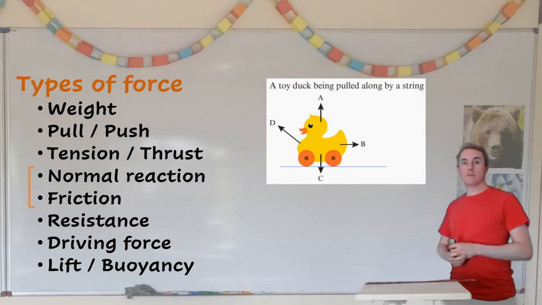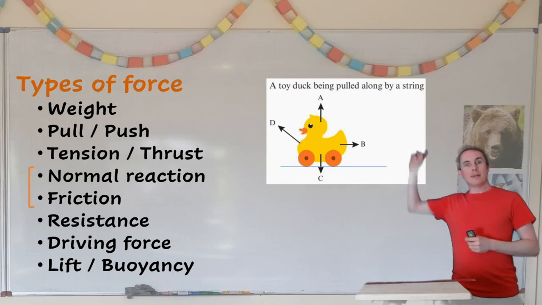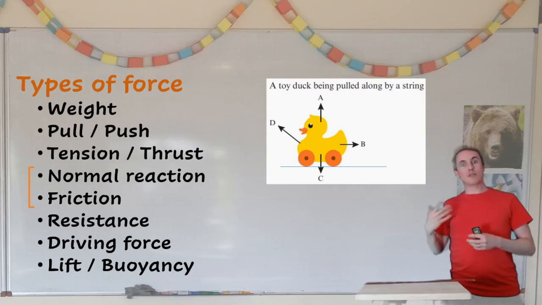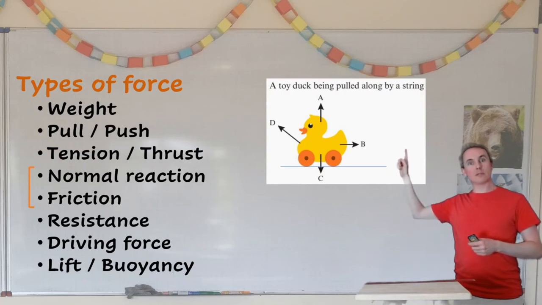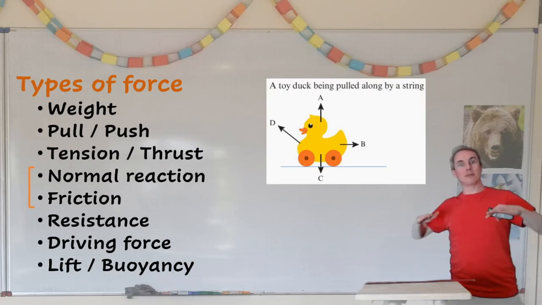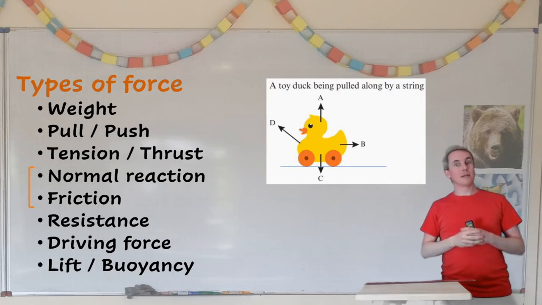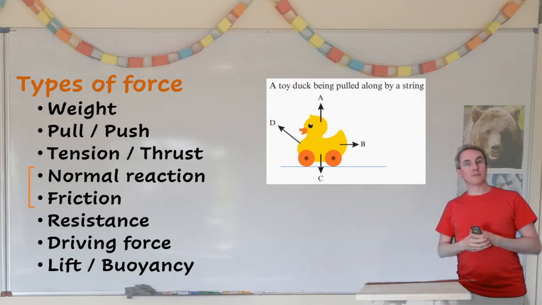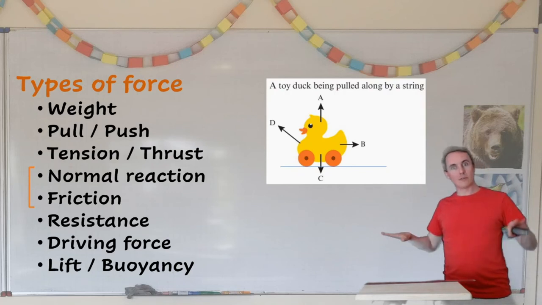We've got A, B, and D. Might as well go in alphabetical order now. A going up. So A is the normal reaction force on the duck acting vertically upwards due to the ground. B. This is the frictional force. So it's a frictional force acting horizontally to the right on the duck due to the ground.